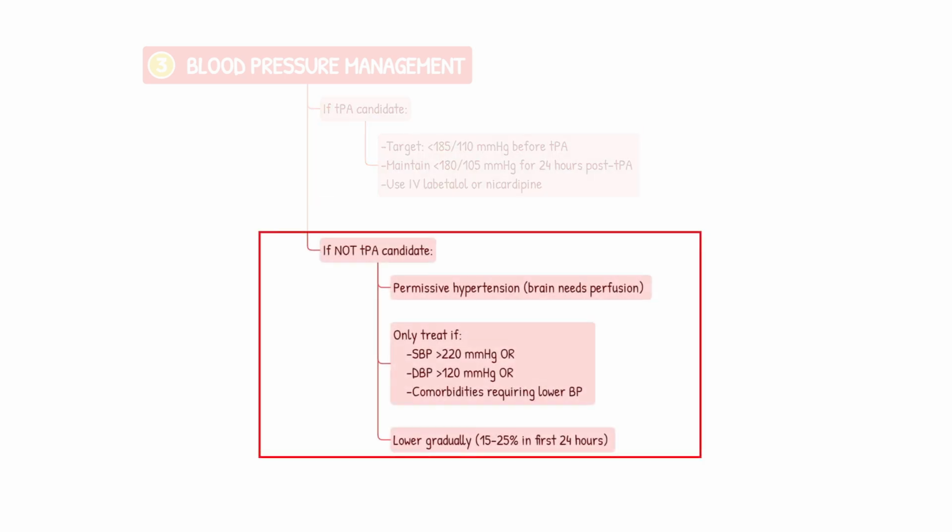If the patient is not receiving tPA, we practice permissive hypertension. This means we allow higher blood pressure because the brain needs perfusion to the penumbra. Penumbra simply means the surrounding area of damaged tissue. Only treat blood pressure if systolic is greater than 220 or diastolic is greater than 120, or if there are comorbidities requiring lower blood pressure, such as aortic dissection or acute MI. When you do lower blood pressure, do it gradually and only 15 to 25% in the first 24 hours.